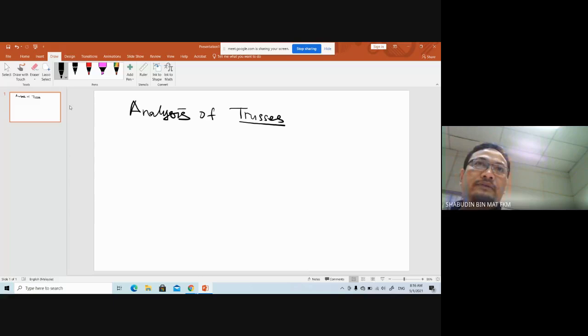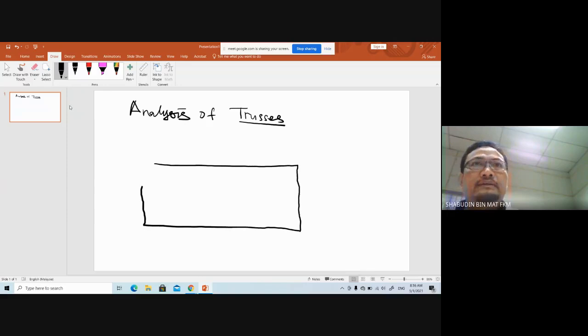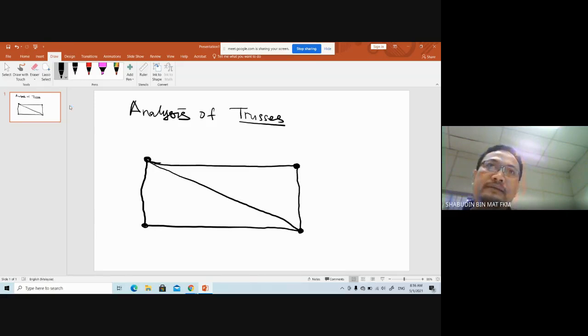Okay, let me remind you, if you have a structure like that, okay, remind it again. This is point A, this is point B, this is point C, this is point D. Okay, and then you attach that structure to another structure there, something like that. So what to do now? And then you attach it with this roller, something like this.